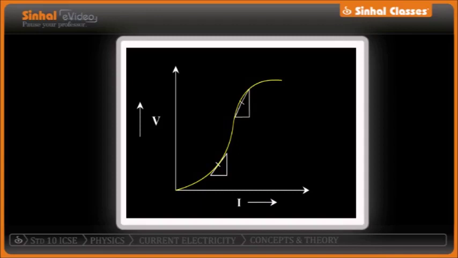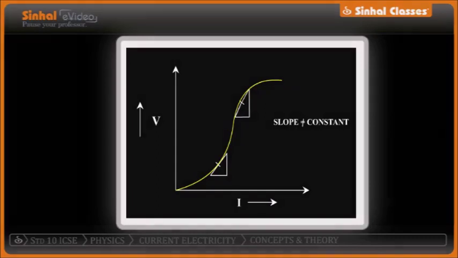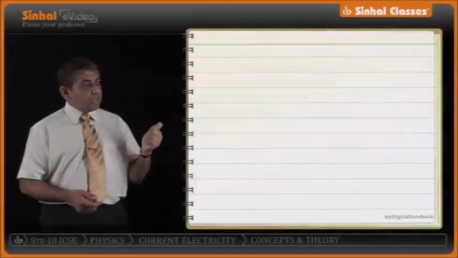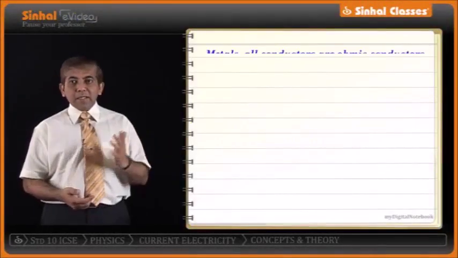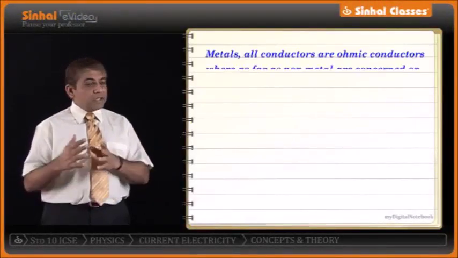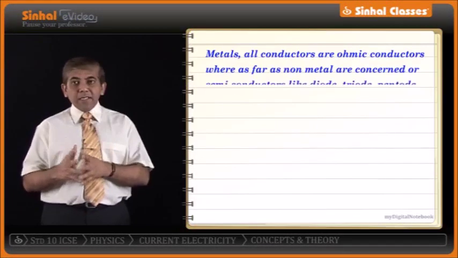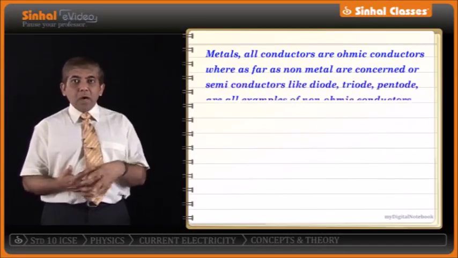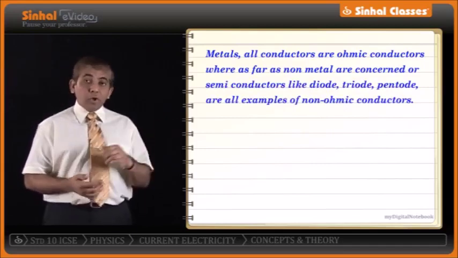I see that the slope of the tangent is varying across the particular graph, and hence slope is not equal to a constant. When slope is not equal to a constant, I definitely can say the variation of V versus I is not constant. And such conductors which do not obey Ohm's law are called non-ohmic conductors. Ohmic conductors: metals, all metallic conductors are ohmic conductors. Whereas as far as non-metals or semiconductors like diode, triode, pentode are concerned, they are all examples of non-ohmic conductors.